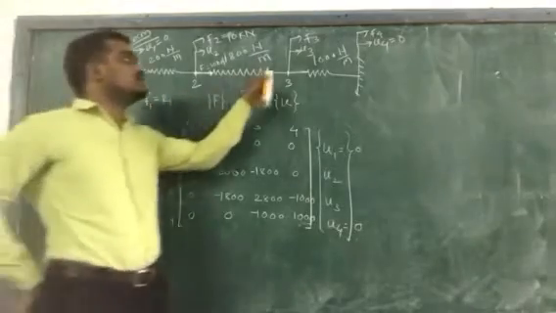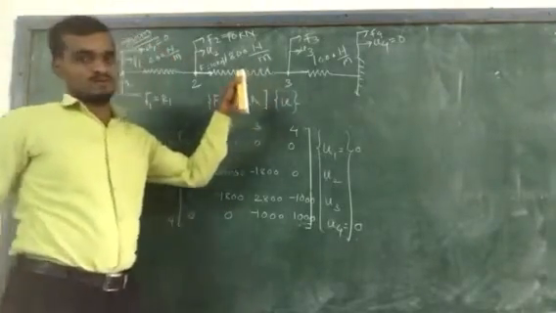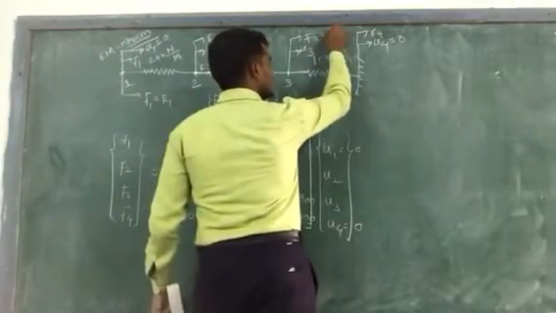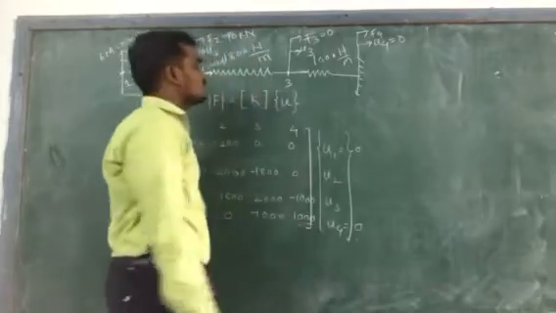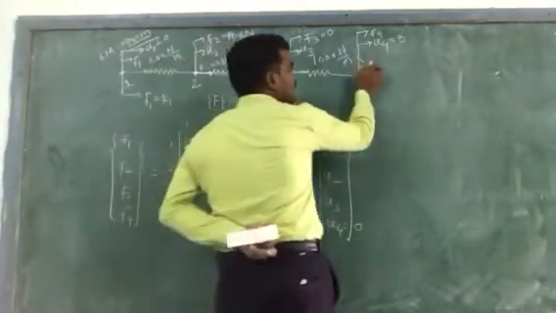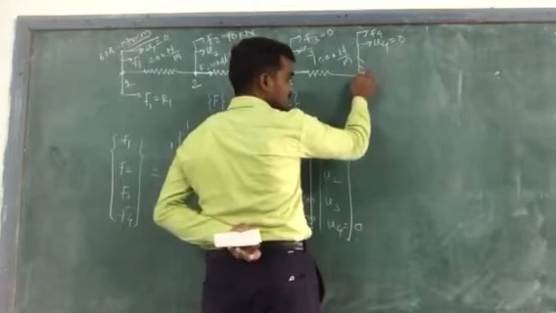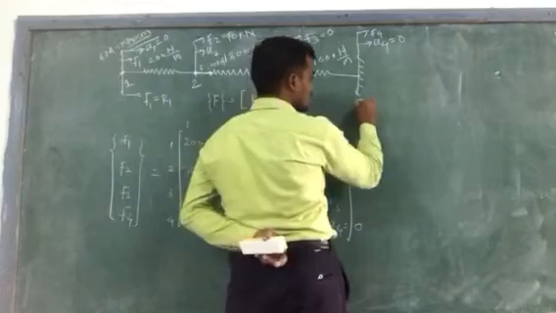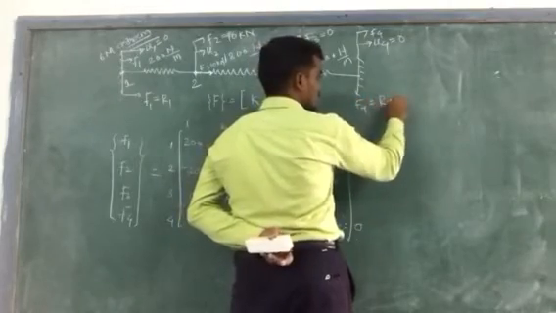And at node 3, there is no load or no force. So it will become 0 as they have not mentioned, so you need to assume it equal to 0. And the last one is your F4. Now you know that this is also a fixed node, so at this node there must be some reaction. F4 will become equal to R.